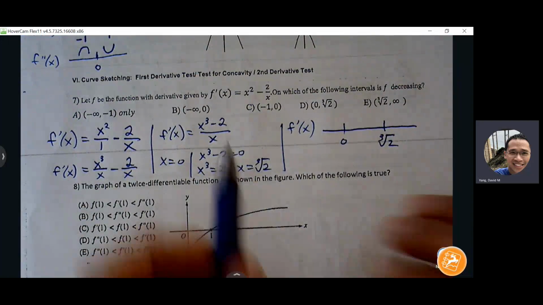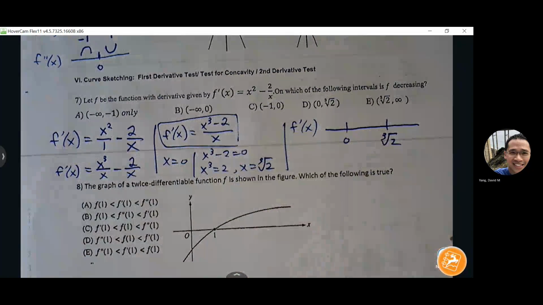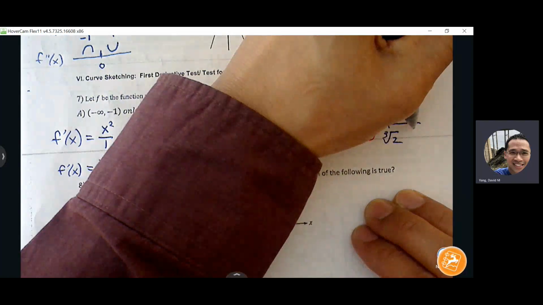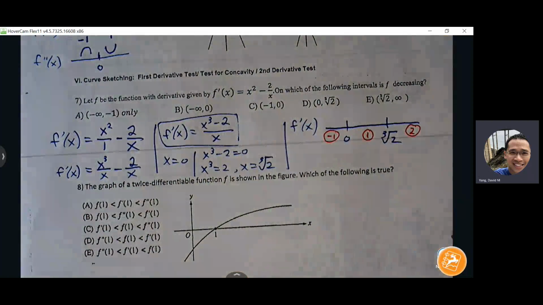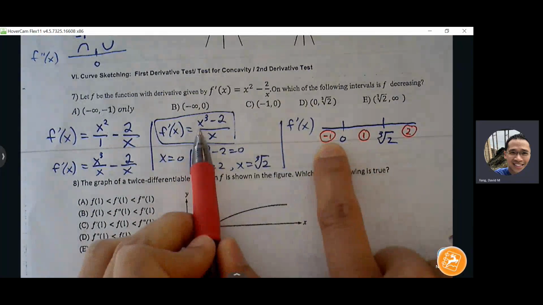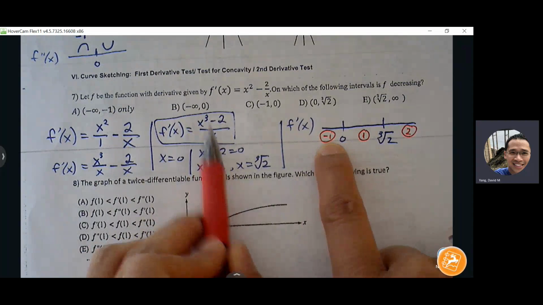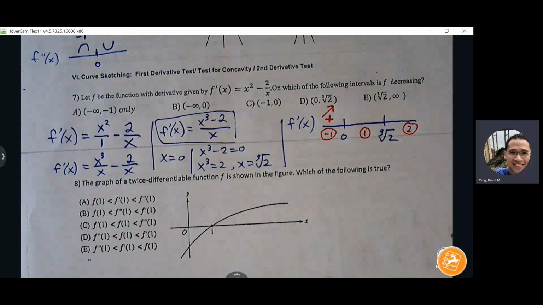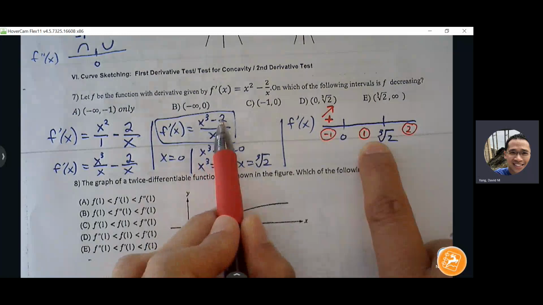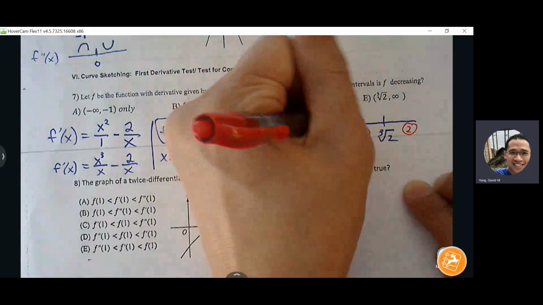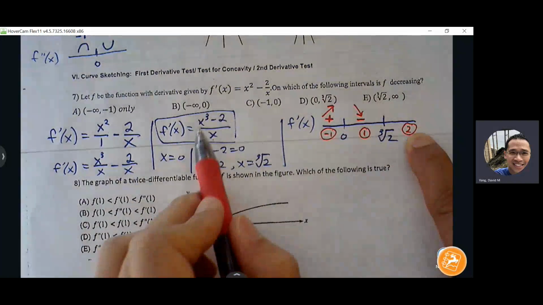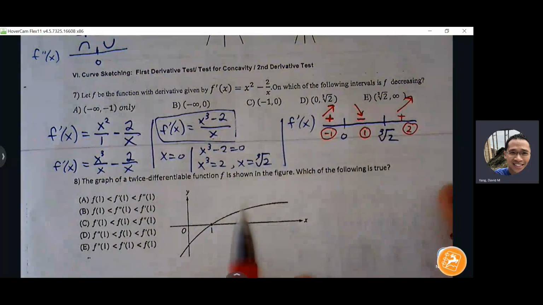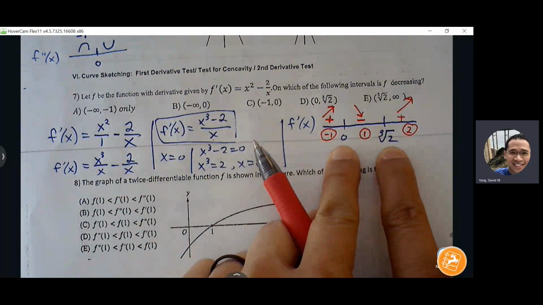I'm just going to test each interval with my derivative. Here I can test -1, here I'll test 1, and anything greater than cube root of 2, like 2, works. Insert -1 for x: I get -1 minus 2, a negative over a negative, which is positive. So on this interval my graph has a positive slope. Between 0 and cube root of 2, that's 1 minus 2 over 1, negative over positive, which is negative. If I plug 2 in, I get 8 minus 2 is 6, and 6 over 2 is positive. So my graph is decreasing from 0 to cube root of 2.